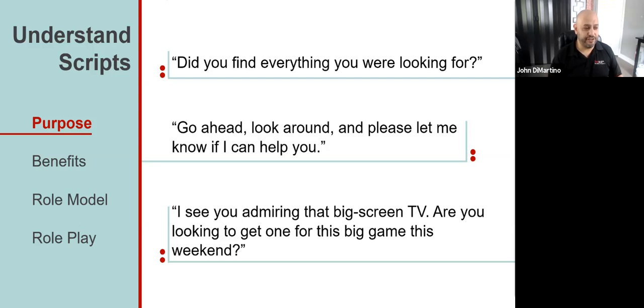Okay, in that third example, they're talking about, I see that you're looking at that big screen. Are you looking to get one this weekend for the game this weekend? Right, they're establishing so much in just that one script there. And remember that the scripts are nothing more than a tool that's essential to get us to closings.